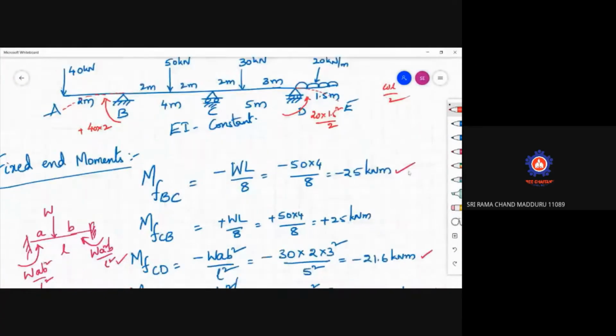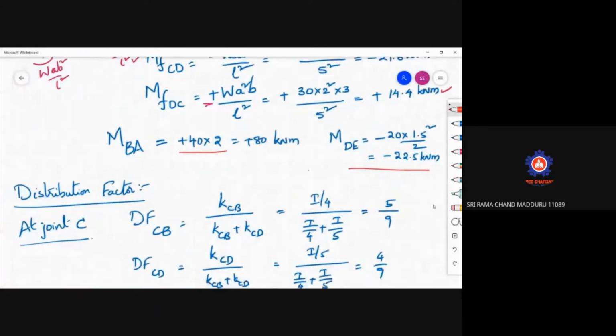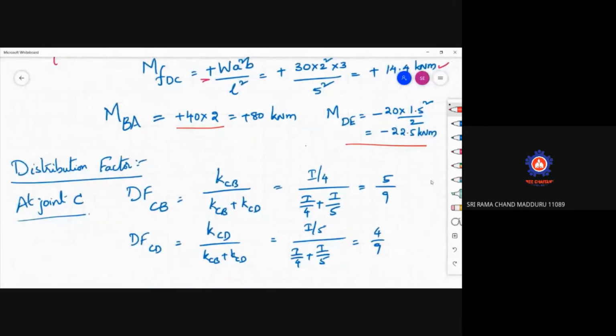Now calculating the distribution factors. So at the joint C only we need to calculate. When you calculate distribution factors at joint C, you will get the values as the ratio of relative stiffness of the member to the summation of the relative stiffness at the joint. So at the joint two members are meeting, CB as well as CD. So relative stiffness is nothing but here, that is a continuous support only. B is a continuous support. So I by 4 over I by 4 plus I by 5. So you will get 5 by 9 as well as 4 by 9. I think you might have done all these things.